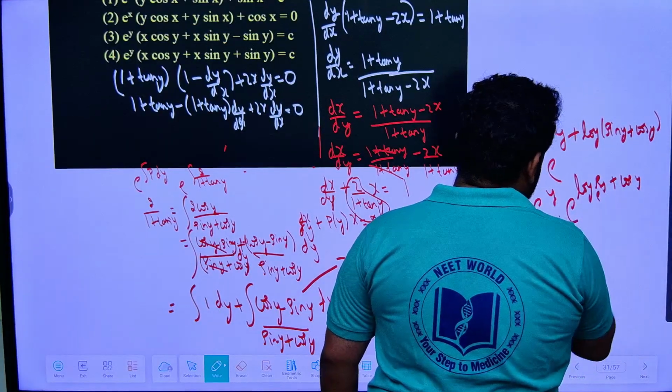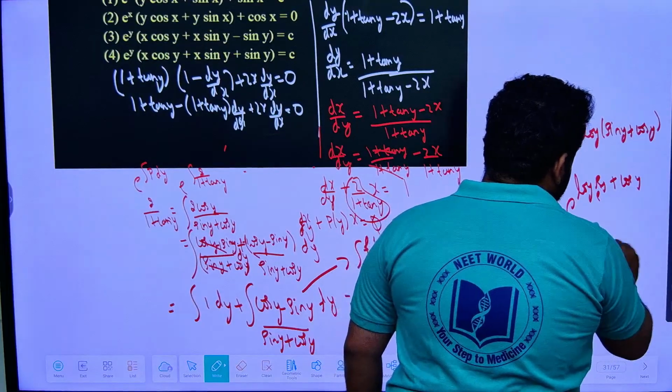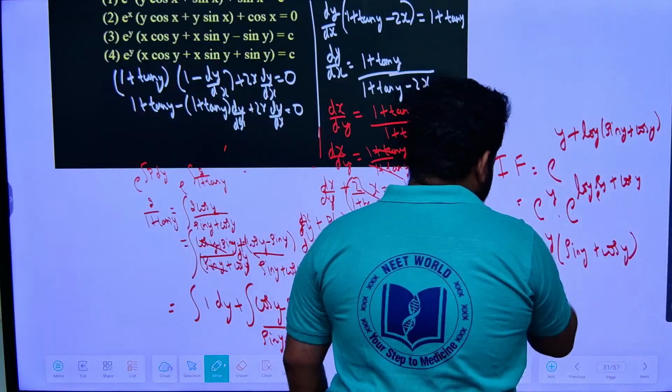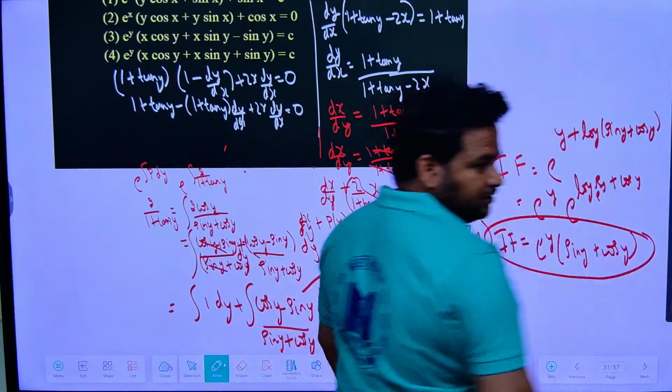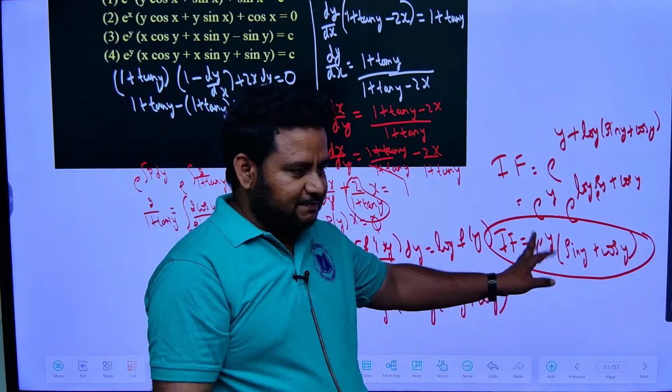So this will become e power y into sin y plus cos y. This is the integrating factor. This question is all about the integrating factor. We got the integrating factor: e power y into sin y plus cos y.